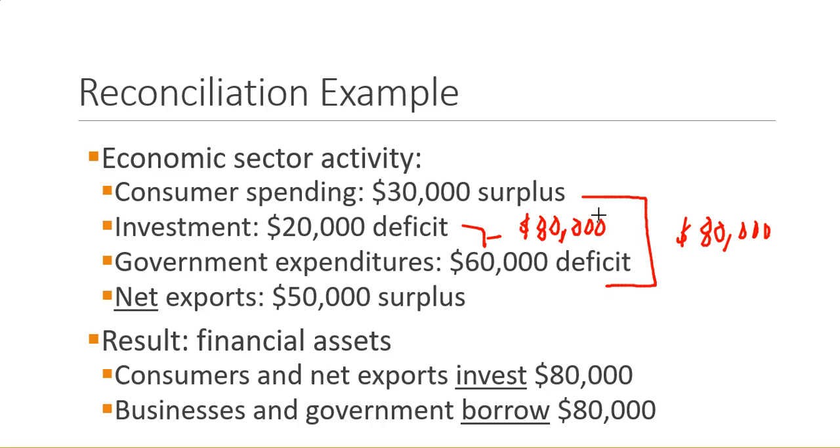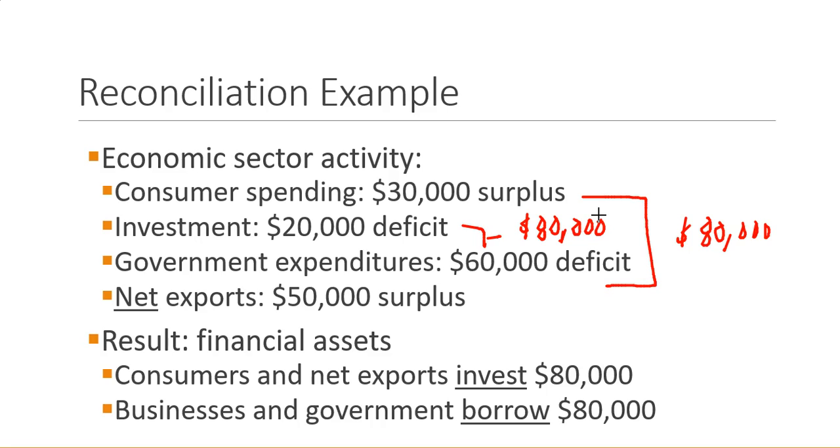In the consumers and the net exports sectors, we have investors or investment of $80,000. And in the business and the government sectors, or the investment and the government sectors, we have borrowings of $80,000. Now, the reference to borrowings, that could be debt or that could be an issuance of equity. But the balance here is we have some sources of capital and we have an offsetting use of capital. A source of capital of 80,000, a use of capital of 80,000.